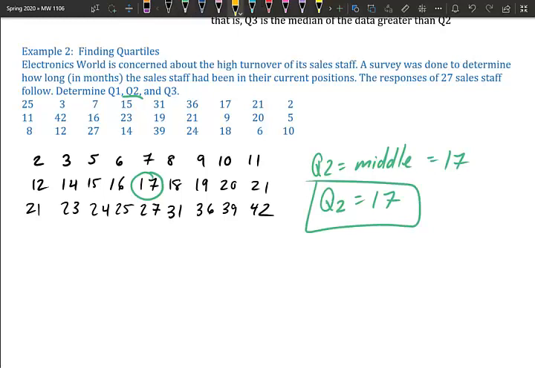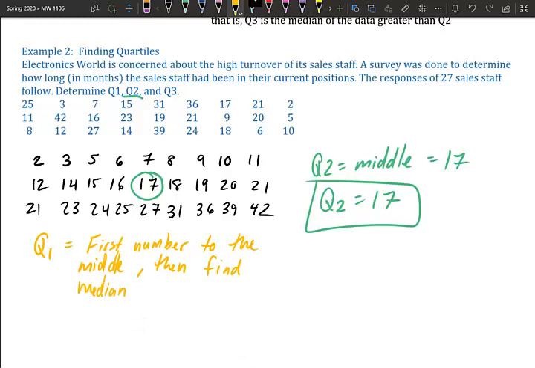Now let's go ahead and find Q1. So Q1 is the middle. Oh, my bad. It's the first number to the middle. So you look at the first number to the middle, then find the median. So we're going to be looking at 2 through 17. We're going to find the middle between 2 and 17.